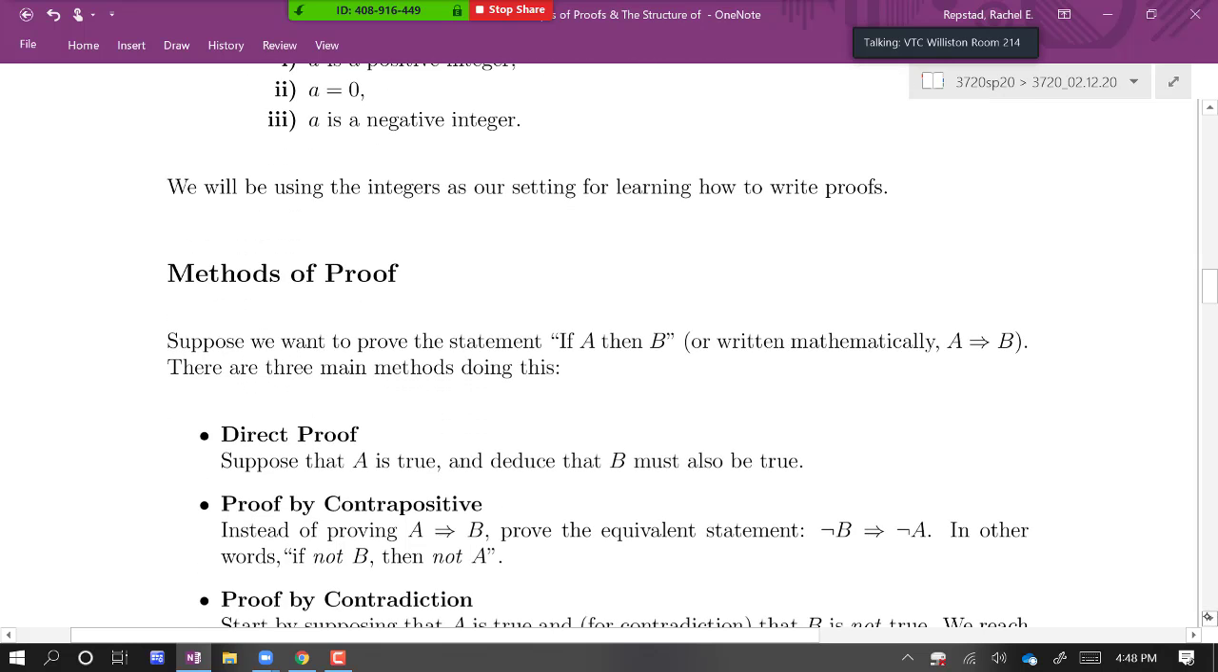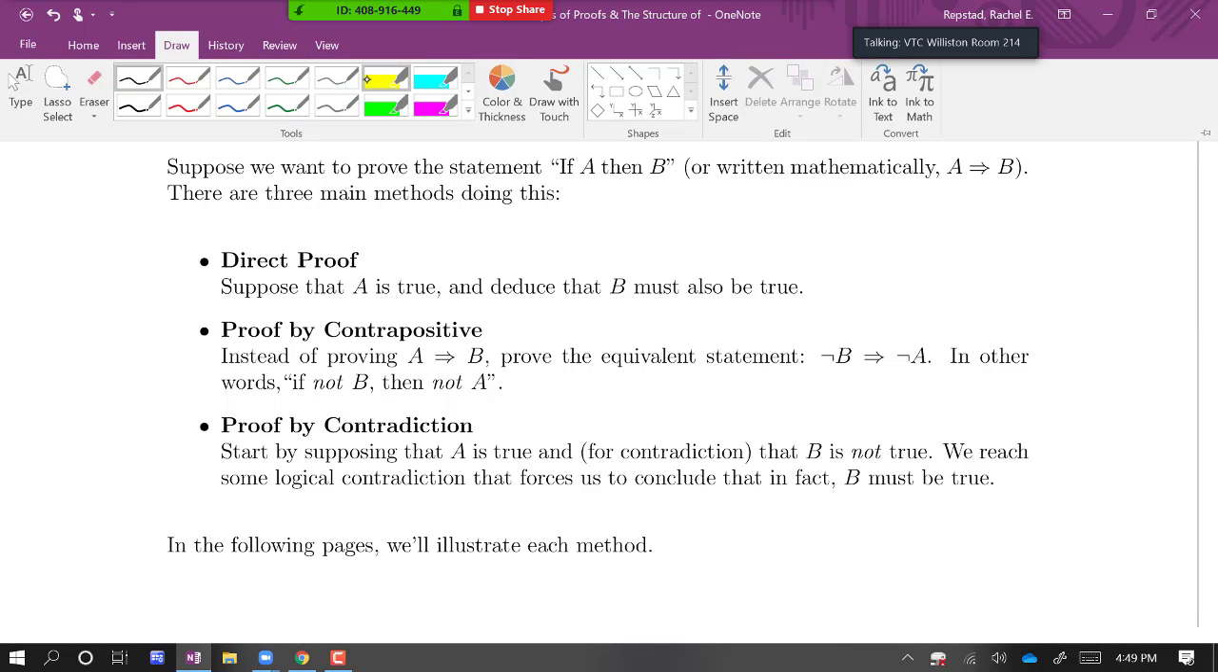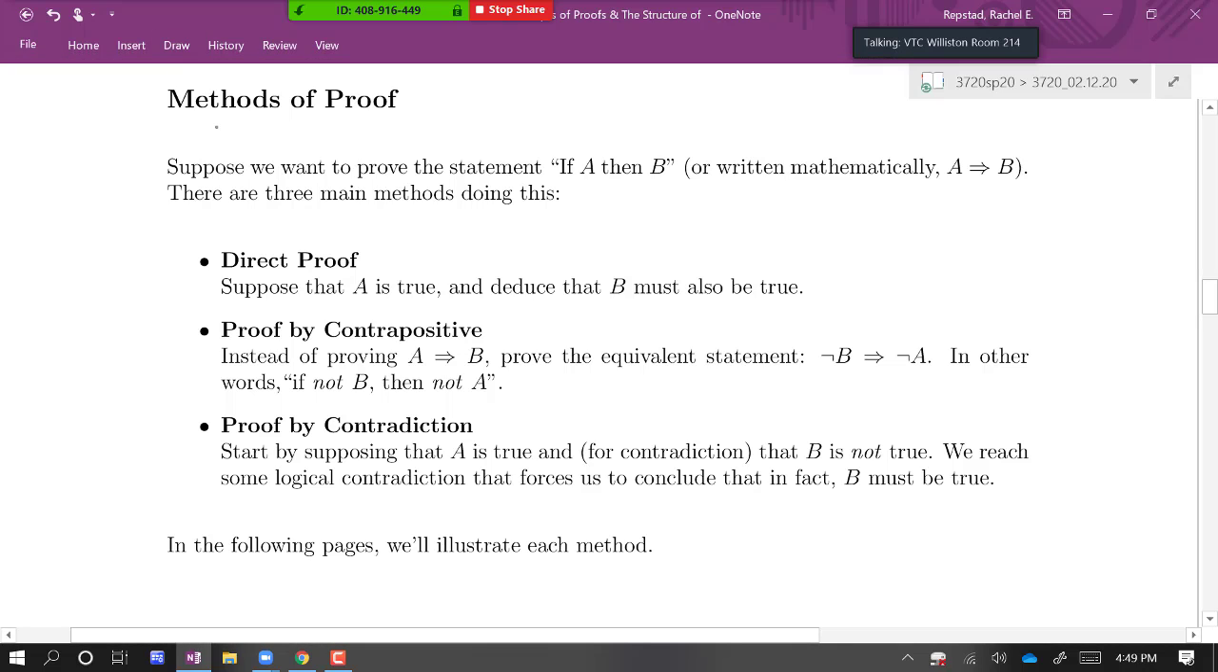So we'll look at different methods of proof. The direct proof, we've already seen some examples. That's what we've been relying on mostly. And we're going to do another one just to drive that home. The other two are indirect methods. So the contrapositive: instead of proving A implies B, the contrapositive statement, which is logically equivalent, is if not B, then not A. So you switch the order and you negate each of the statements.